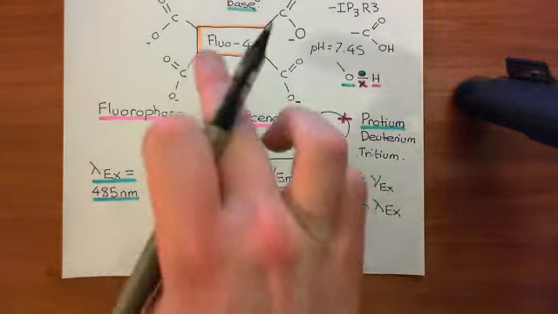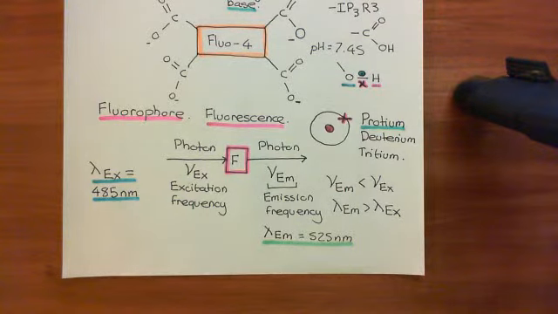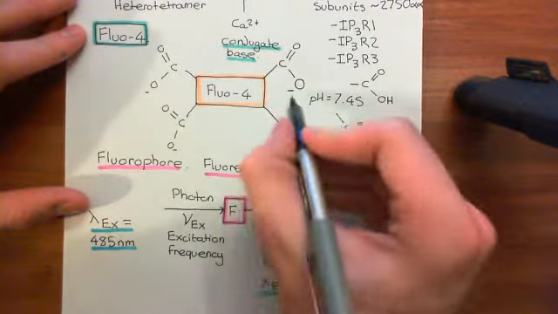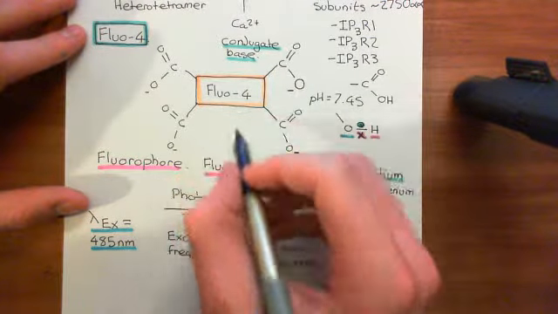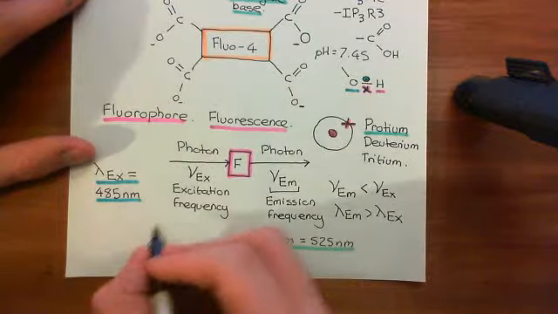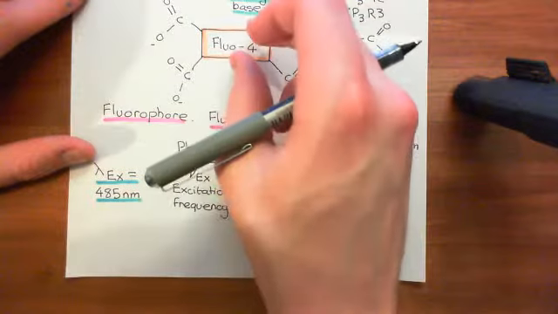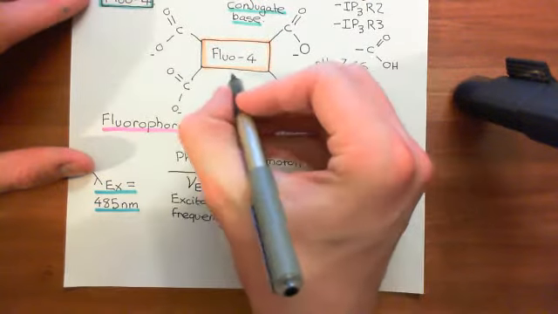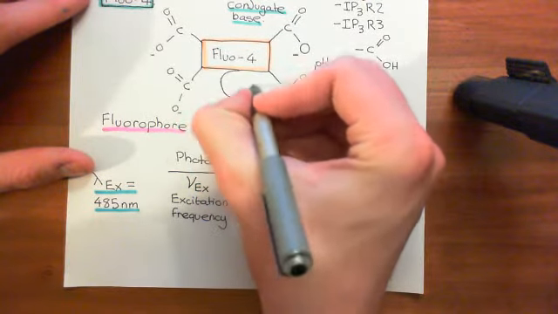However, if you mix the Fluo-4 molecules with calcium ions, what happens is these negatively charged oxygens here bind to a calcium ion. So basically one calcium ion comes and binds to the Fluo-4 molecule, and all these 4 oxygen atoms, I'll try and show this on the side here.